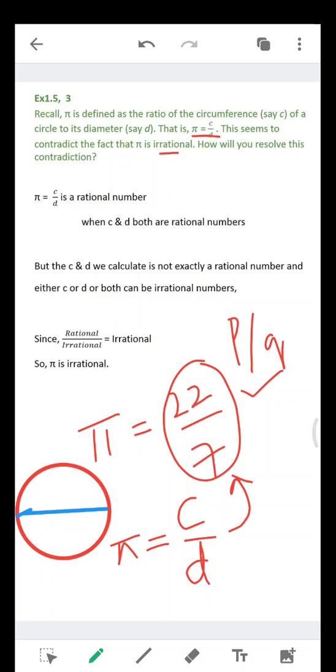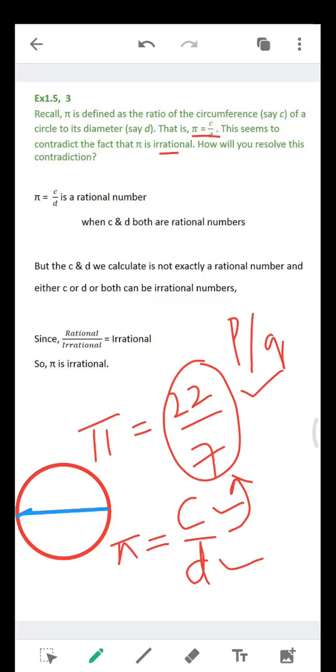When c and d are both rational, this should be rational, but c and d, when we calculate, are not exactly rational numbers, and either c or d can be irrational. When you calculate this, it will not be exactly rational. So either c or d can be irrational. So rational by irrational is irrational. So we can finally say that pi is irrational.